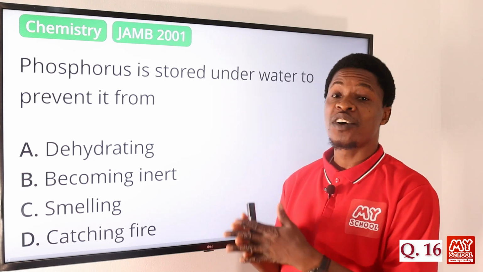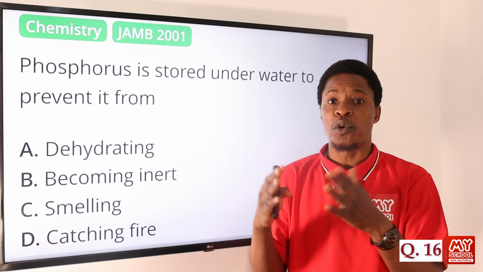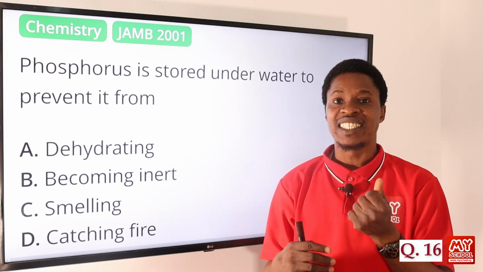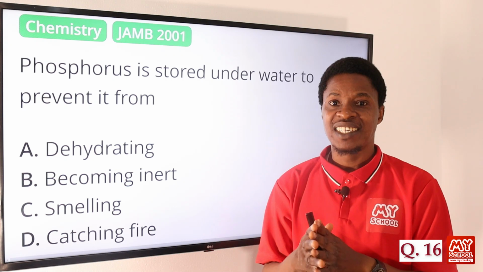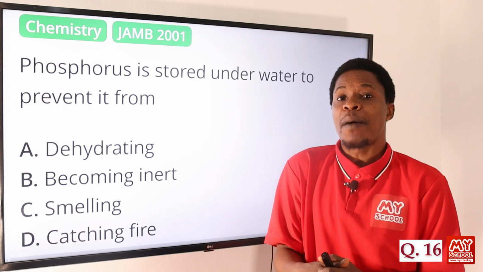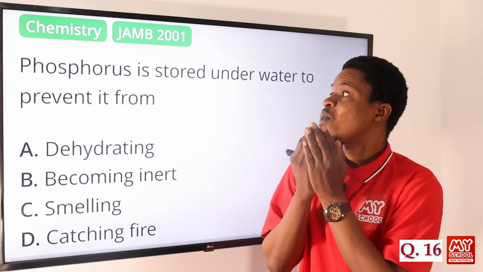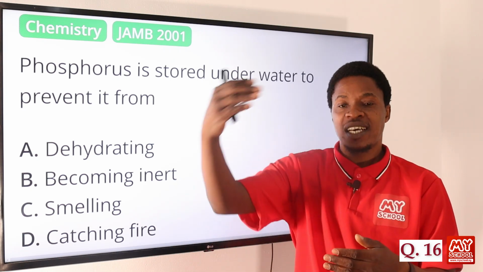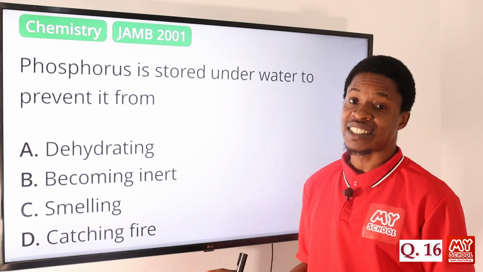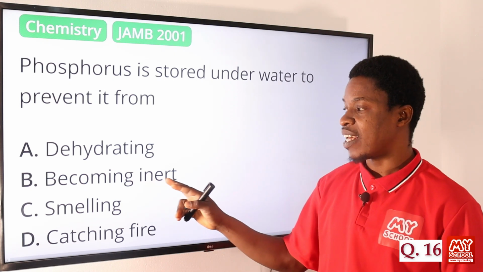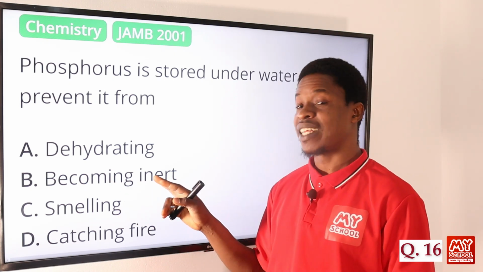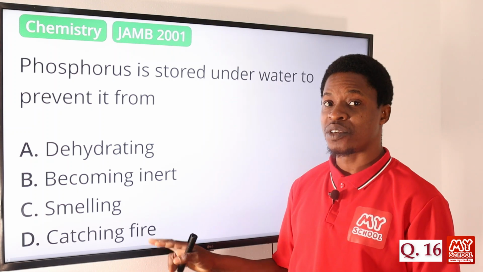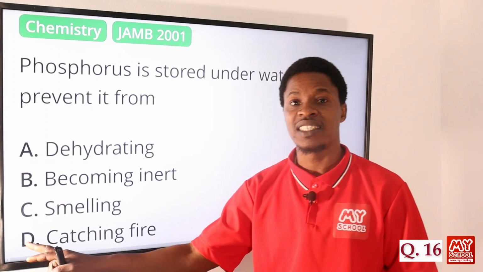So when phosphorus is exposed to air, it reacts with oxygen, and once it does that, it can ignite and catch fire. To prevent that from happening, they store it under water so that it does not react with air and catch fire. So with that, you know the right answer here. It's not dehydrating, it is not becoming inert. This is the opposite, because when you say it is inert, you are saying that it is unreactive. No, it is reactive. It is not smelling. No, it's catching fire. So it reacts with oxygen and catches fire. So the correct answer is option D.